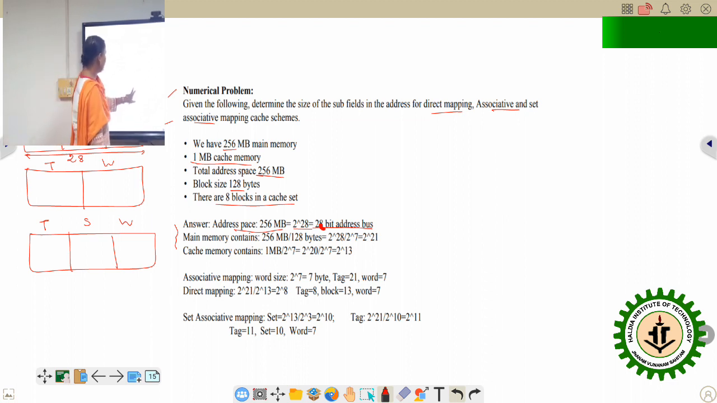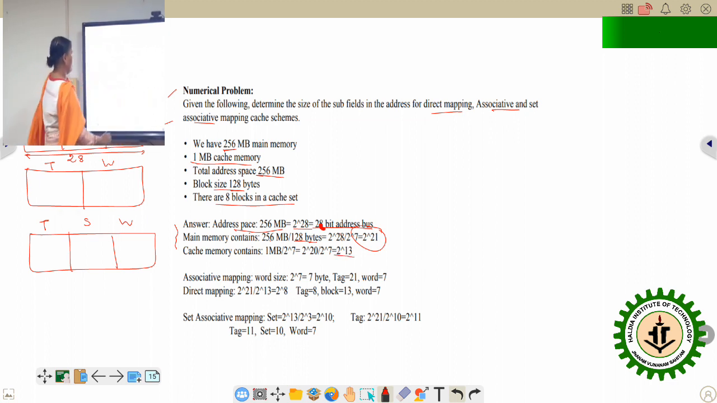Then calculate how many blocks the main memory contains. Main memory size 256 MB divided by the size of the block, that is 128 bytes. So 2 to the power 28 divided by 2 to the power 7 is 2 to the power 21. So main memory contains 2 to the power 21 blocks. Similarly for cache memory, 1 MB divided by 2 to the power 7 equals 2 to the power 20 divided by 2 to the power 7 equals 2 to the power 13.